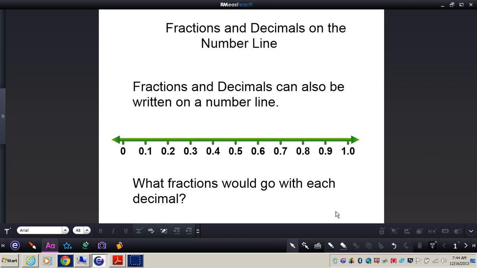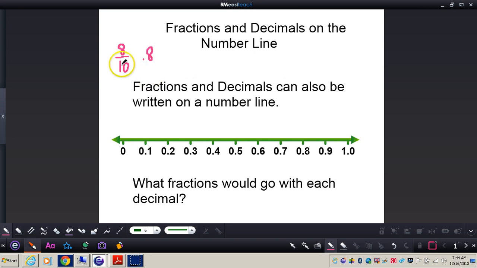For example, if I have the fraction 8 over 10, that can also be changed to a decimal, 0.8. So fractions and decimals are representing the same thing, just in a different way. If I take a look at this number line from 0 to 1, what fraction would go with each decimal? In tenths, we have 1/10 here, 2/10 here, and so on, all the way down to 9/10.